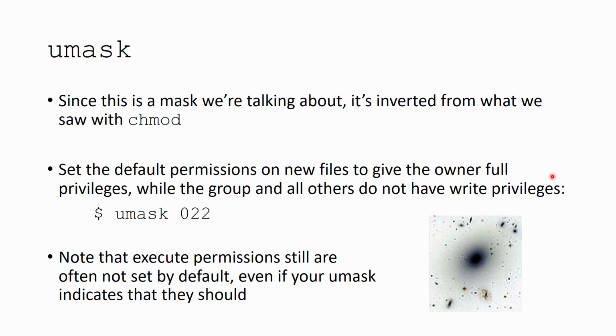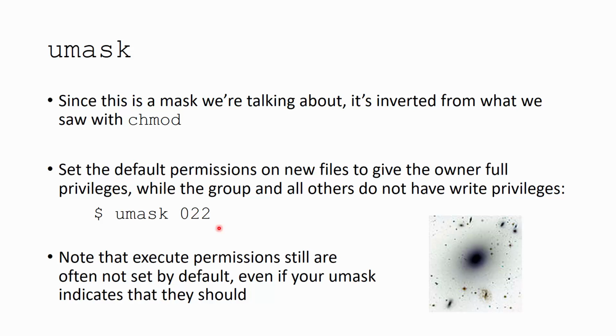It's a mask, which means that everything is going to be inverted. To set the default permissions, here's our example. This is going to set default permissions on new files to give the owner full privileges. So it's inverted, which means 0, while the group and all others do not have write permissions. Here I indicate the write permission, 2. So 022 might be the default permissions that I want.